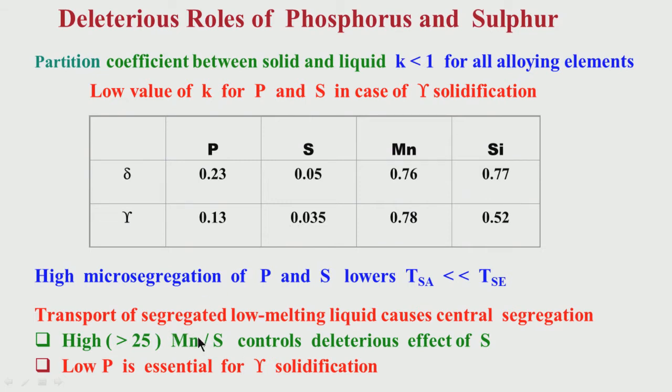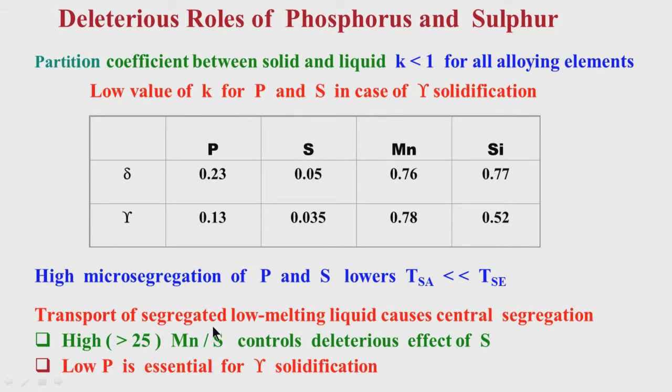Manganese is the savior. Manganese can help reduce the bad effect of segregation of sulfur, because it combines with sulfur forming manganese sulfide, and iron sulfide cannot form. Iron sulfide is the culprit that creates lower solidification temperature. So if you do not have an adequate amount of manganese, sulfur will pose a problem.